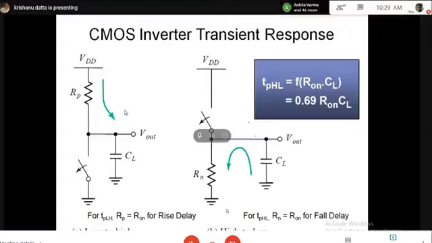Now, why did I take a resistance model for the transistor? I assumed for simplicity that during this whole transition, the transistor is operating in the linear region. So that's a simplistic model with linear operation of the transistor. So what do we get out of this analysis? The delay is 0.69 R on C. So for rise delay, R on is Rp. For fall delay, R on is Rn.